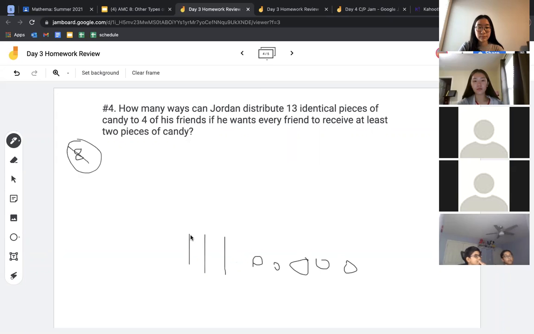In this picture right here, how many objects is that? Yeah, 8 objects. So we're going to do 8, and then we're going to choose where to place the sticks. There are 3 sticks, so we're going to do 8 choose 3. And that equals 56, if you calculate it up.